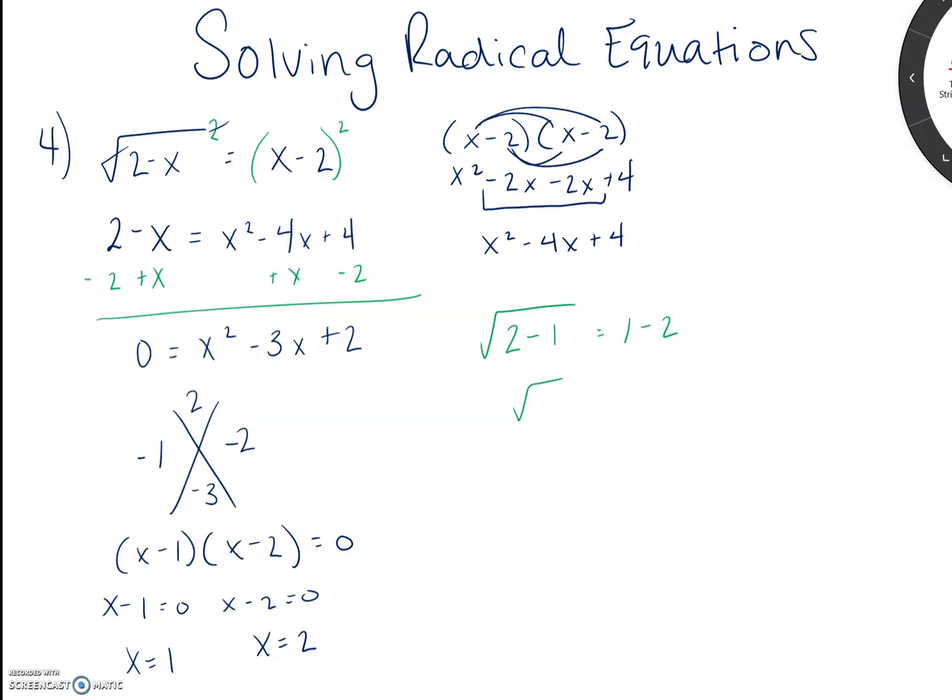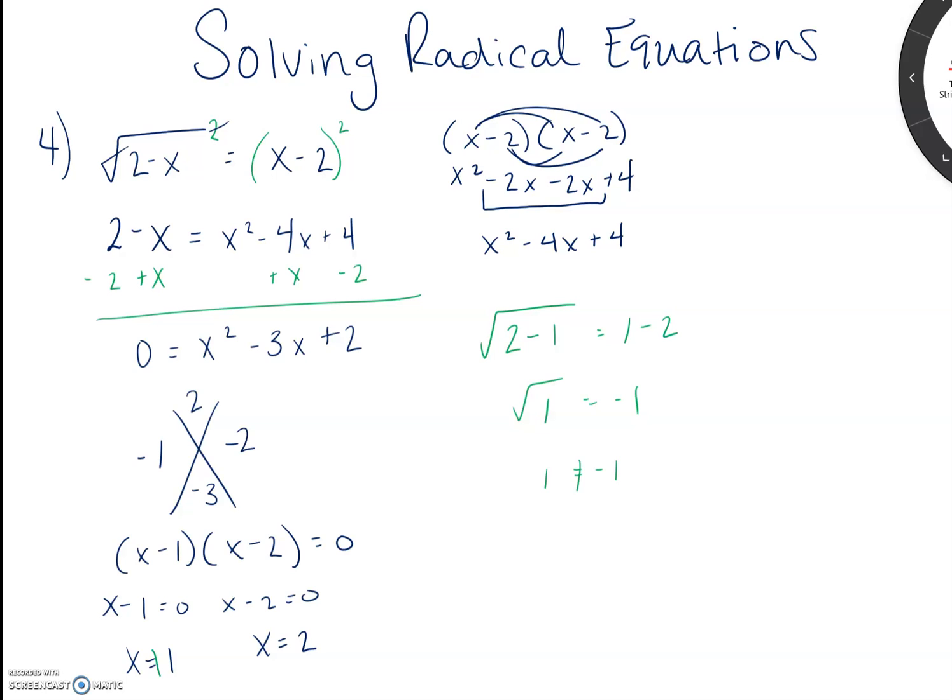Alright, so checking 1 first. 2 minus 1 is 1. 1 minus 2 is negative 1. Square root of 1 is 1. And 1 does not equal negative 1. So 1 would be an extraneous solution.